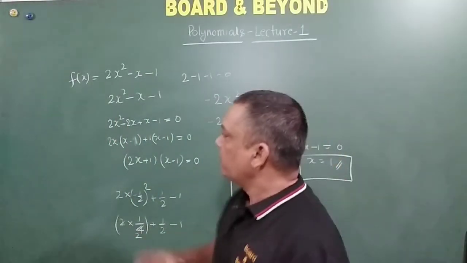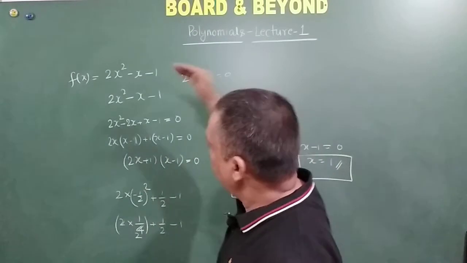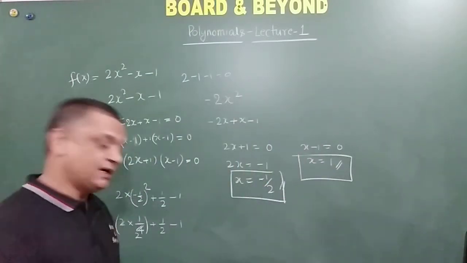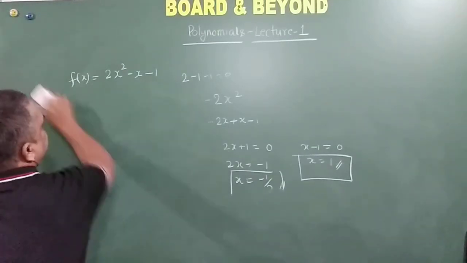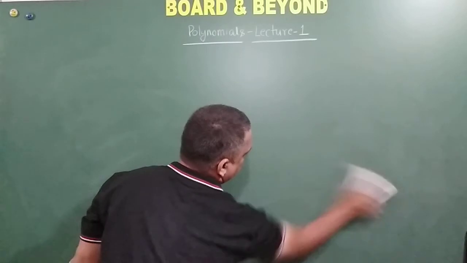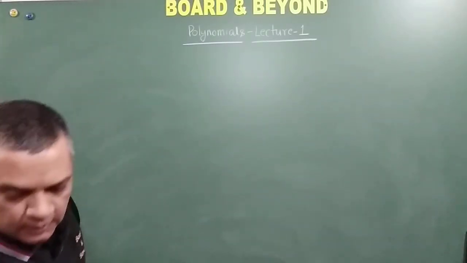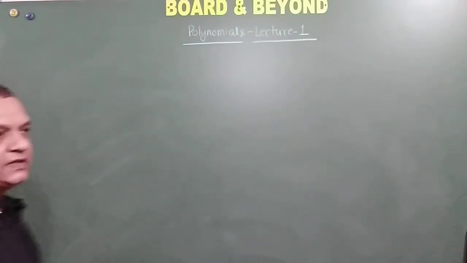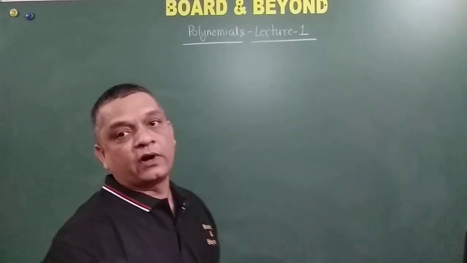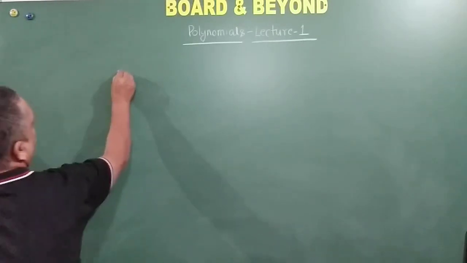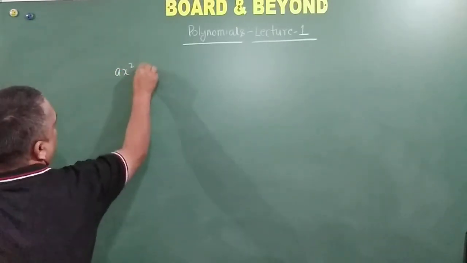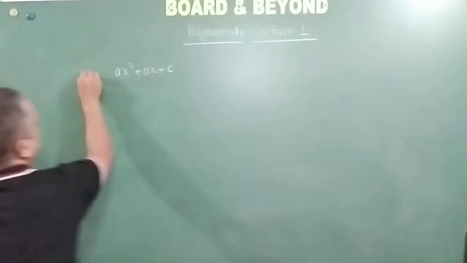That means when we place these two values in x, the value of the polynomial is going to get 0. Okay friends? So this is called the root of the polynomial. Now the relation between the coefficients and the roots of a quadratic equation, right friends? Let's say the quadratic equation is ax square plus bx plus c.